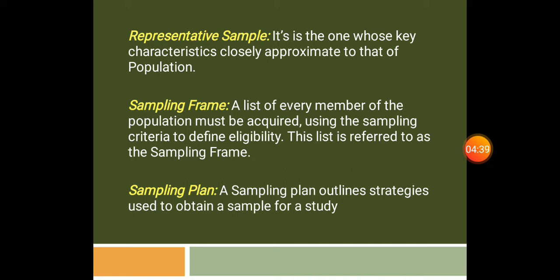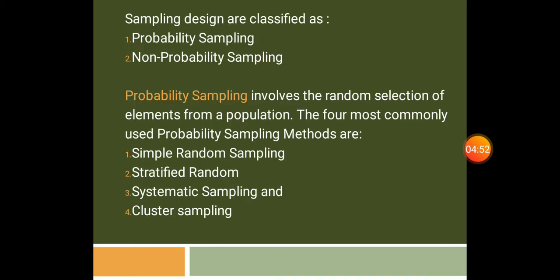So the list of each individual present in the population is what we call the sampling frame. And the sampling plan is the plan that outlines the strategies used to obtain a sample for a study. Now we have different types of sampling techniques or sampling designs. There are two broad classifications: the first is probability sampling, and the second is non-probability sampling.